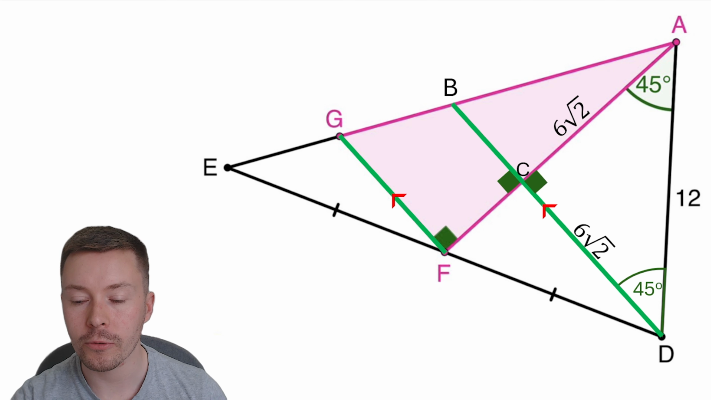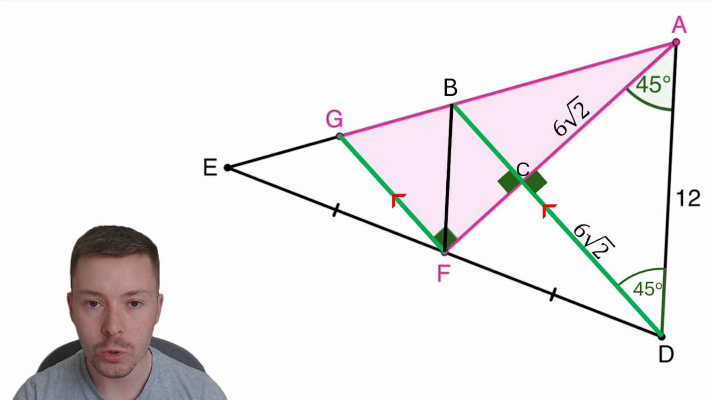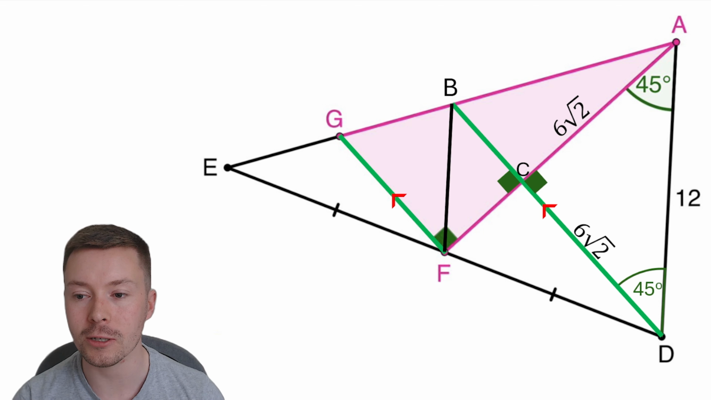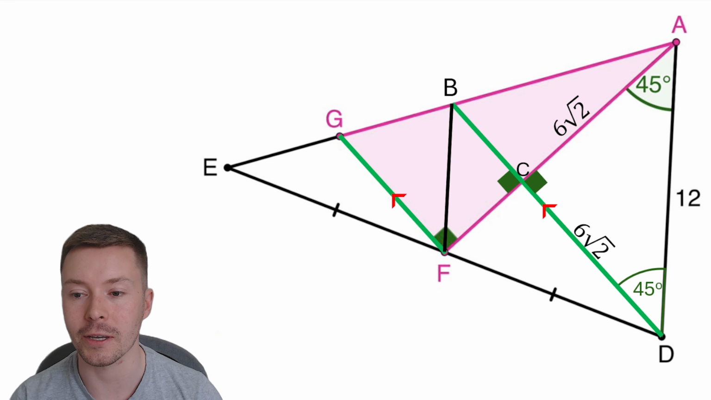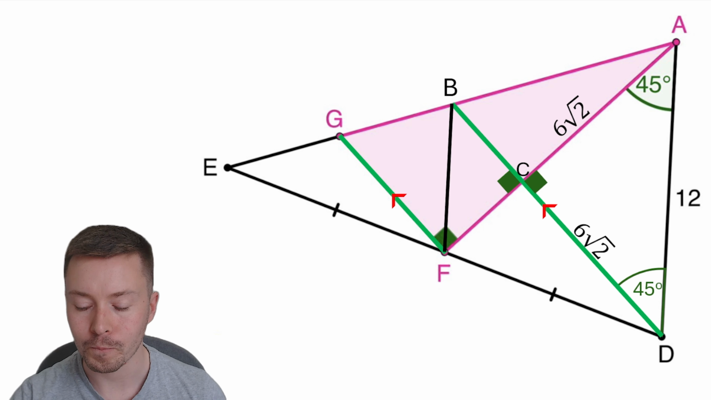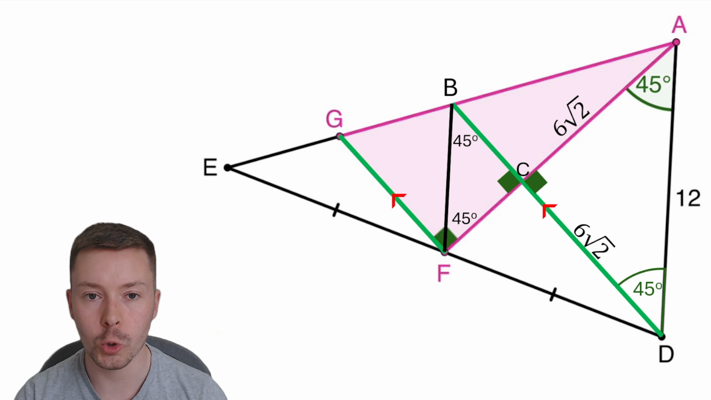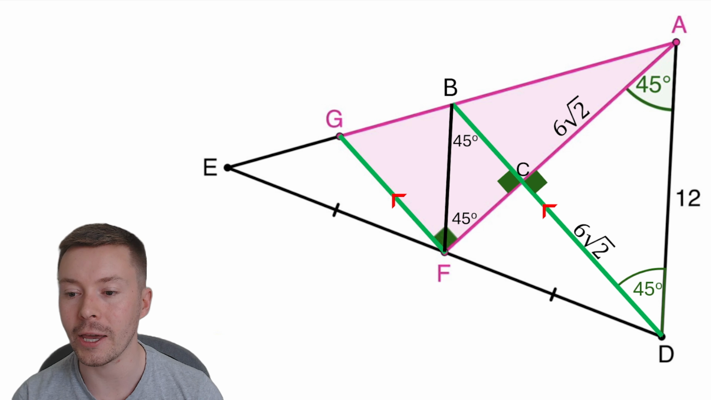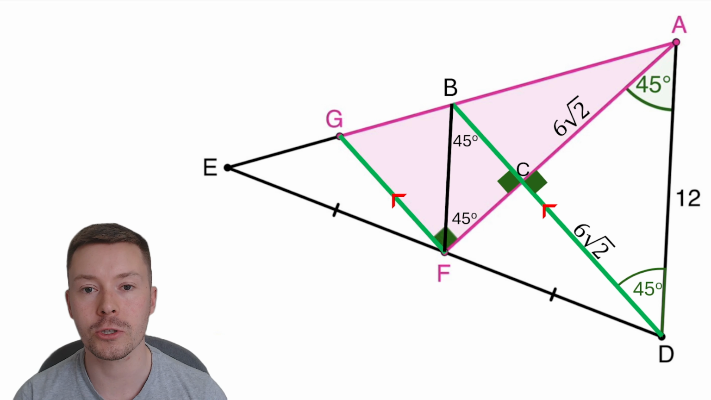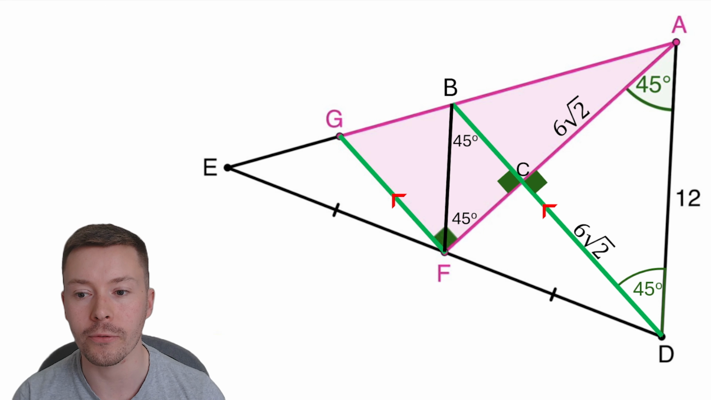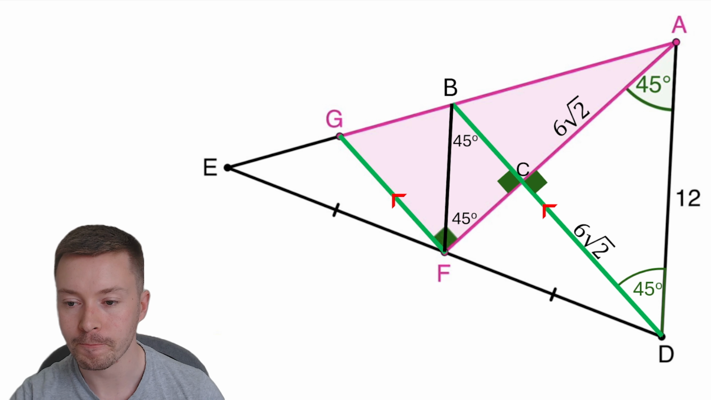Okay, now from there, I'm also going to introduce this line. Now, this line is parallel to the line AD. So BF is parallel to AD. Because those two lines are parallel, BF and AD, I am going to have alternate angles there. So the angles that you can see at B and F are also going to be 45 degrees, and therefore we've got another isosceles triangle there.